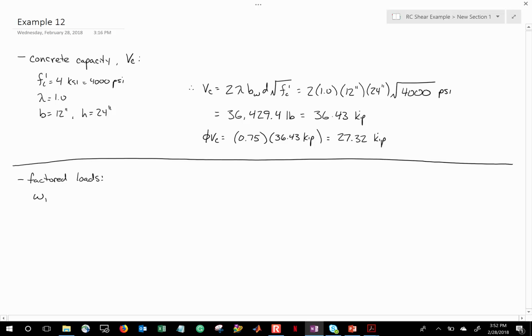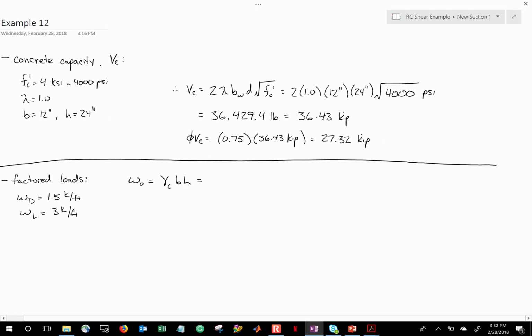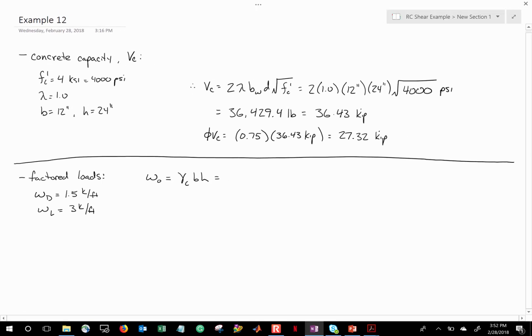Okay, so we have a dead load of 1.5 kips per foot, live load of 3 kips per foot. You know what? While we're at it, let's go ahead and add our self-weight. So our self-weight is computed as the unit weight of concrete times B times H. Let's just go ahead and get some practice in. This would be a good thing to practice. For those of you that have had any issues on some homework assignments with this, it is a good thing to go ahead and practice.